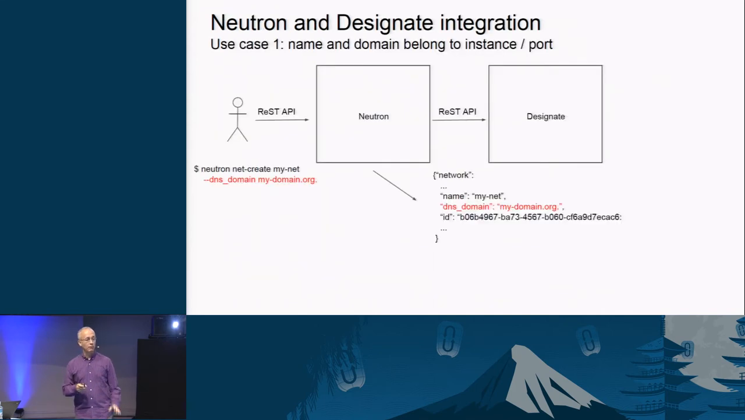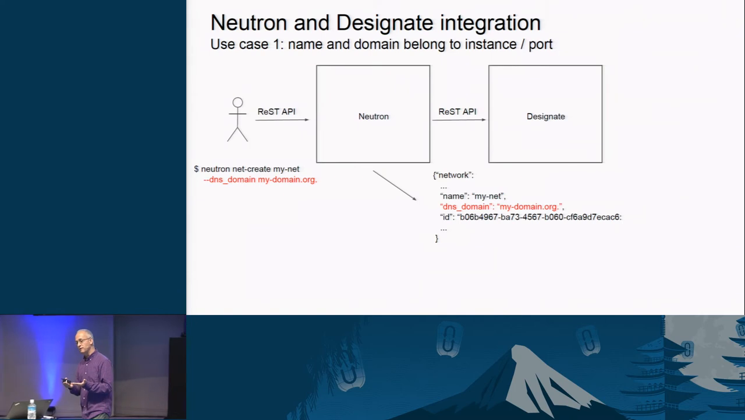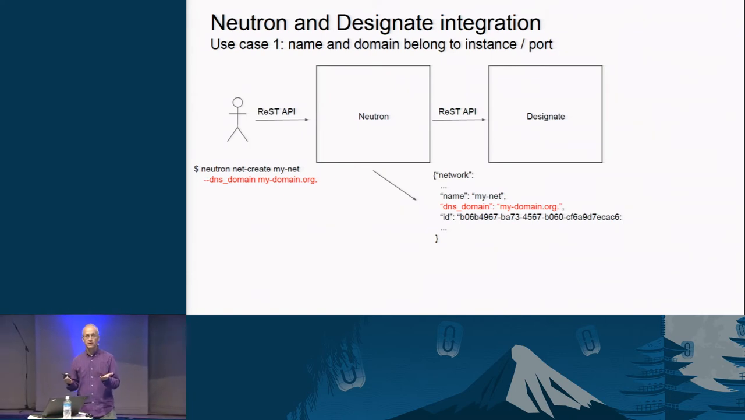So now, once we had that in place, we used that as a platform to go work in the integration between Neutron, Nova, and Designate. And essentially, when we were planning this, we envisioned two use cases. The use case number one is where the DNS name and the DNS domain are associated with the instance or the port.